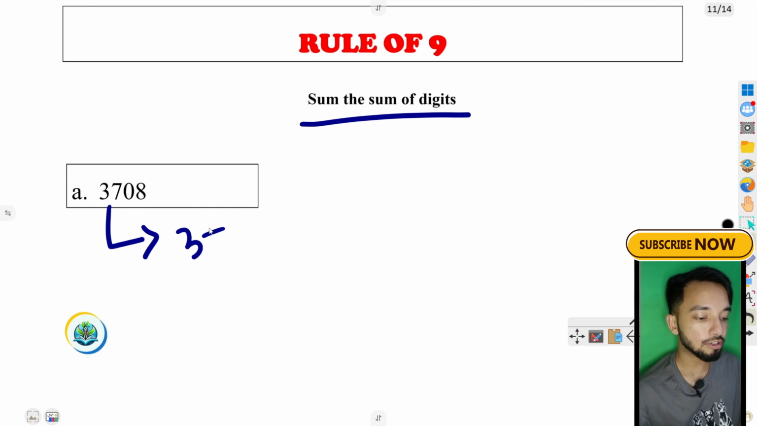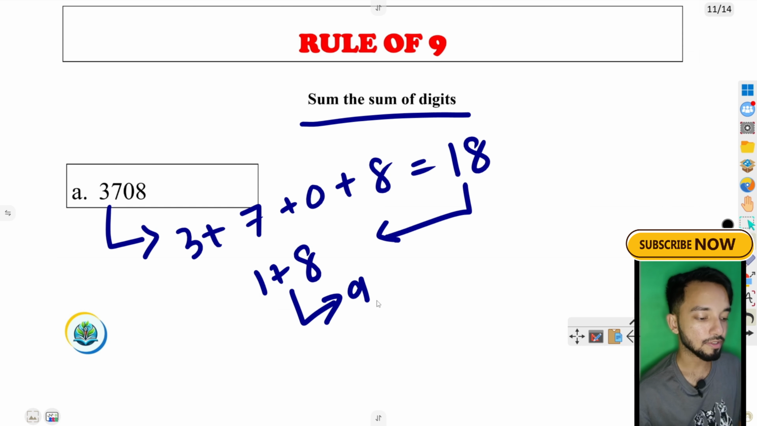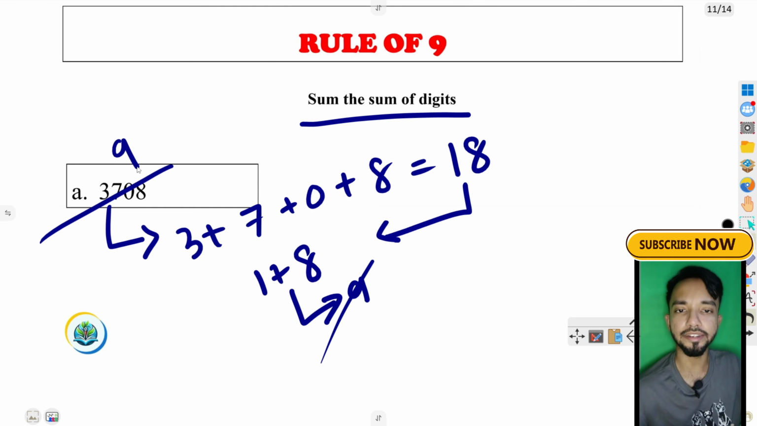So 3 plus 7 plus 0 plus 8 is equal to 18. Again, sum the digits of 18: 1 plus 8, we get 9. So 9 is divisible by 9, that is, this number is divisible by 9. Is this clear? Very simple. If it's clear, let's move to the next rule.